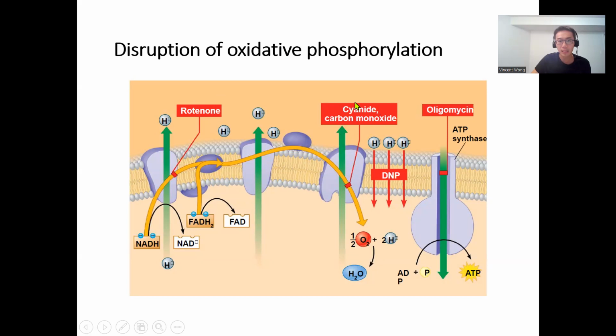Rotenone, cyanide, carbon monoxide, they all clog up the ETC. DNP just bypasses the turbine completely. And there's something called oligomycin, which was the second one in the earlier PowerPoint slides. It blocks the turbine, this particular one. So all these are very, very poisonous, right? If you stop ATP production, you can't do anything. Your heart will not be able to beat without ATP. That's why it's poisonous.